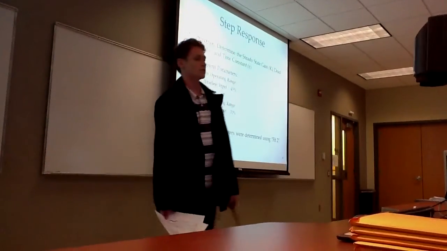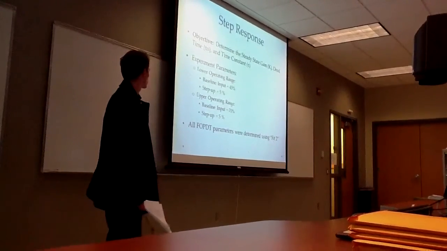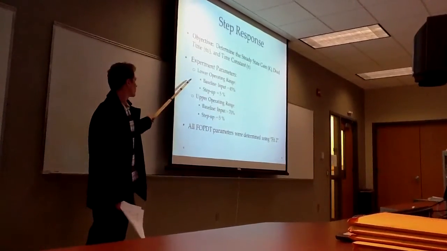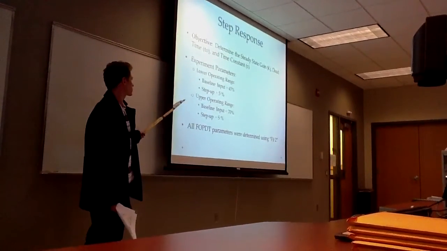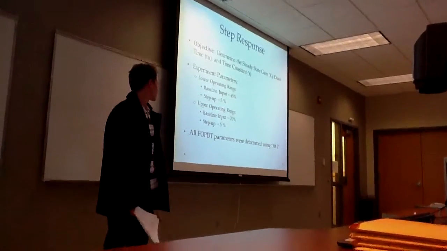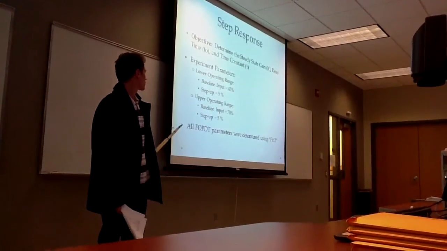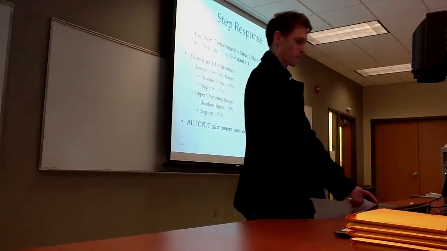The next thing was the step response. We did two different experiment parameters: a step up from 45 to 50%, so a step in my range, and then a step from 70 to 75% in Austin's range. And for all experiments, we used the FIT2 to get the FOPDT parameters.